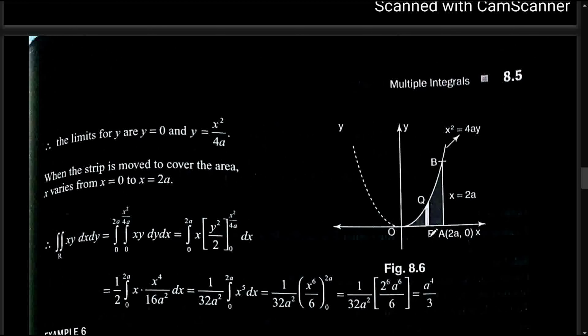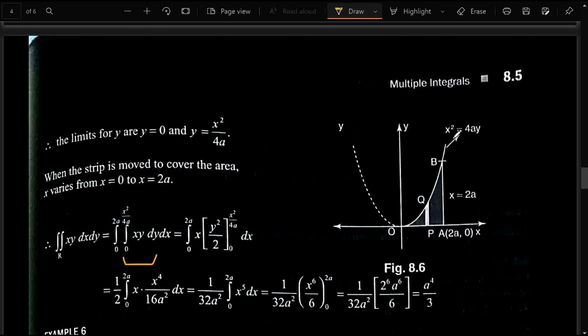Here they take a strip vertically. If you want you may take it horizontally also, that's no problem. Vertically, so if we take it vertically, the first limit will be with respect to y. So this is with respect to y, dy. So limits are 0 to x square by 4a. So y is equal to x square by 4a. That's nothing but the equation of the parabola.